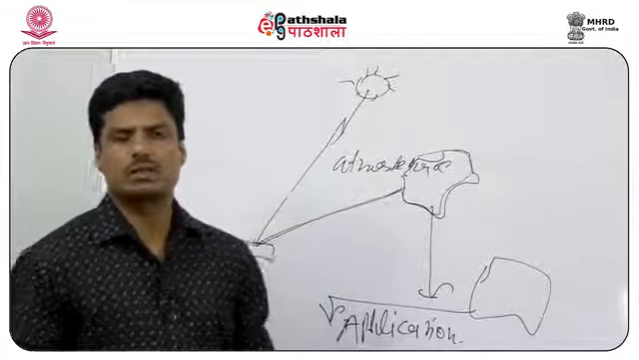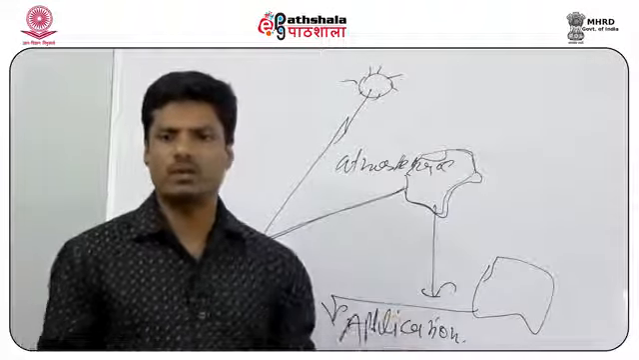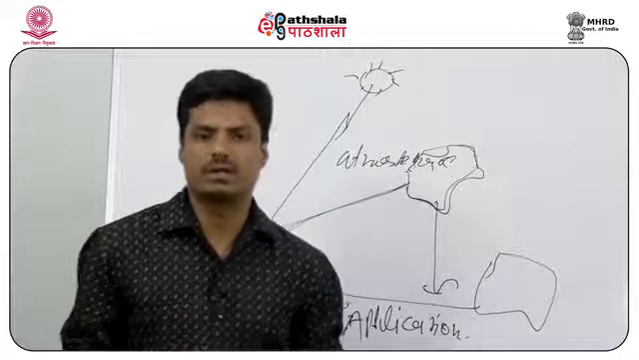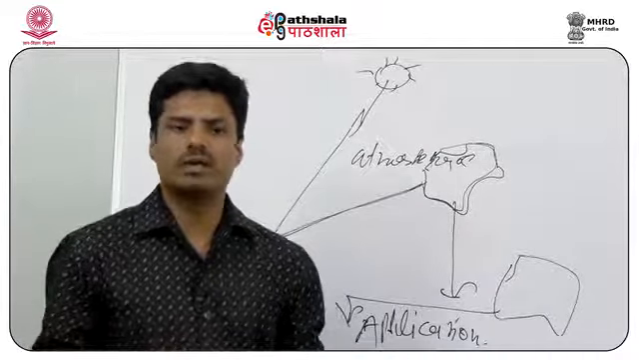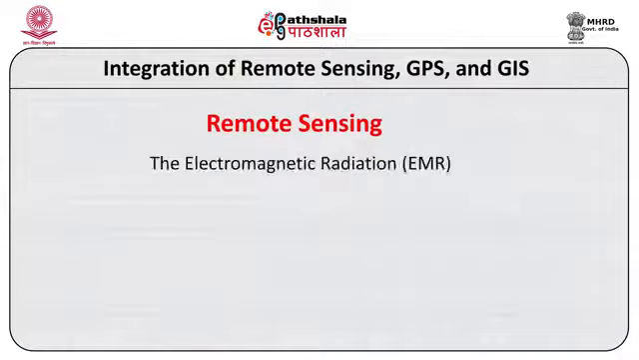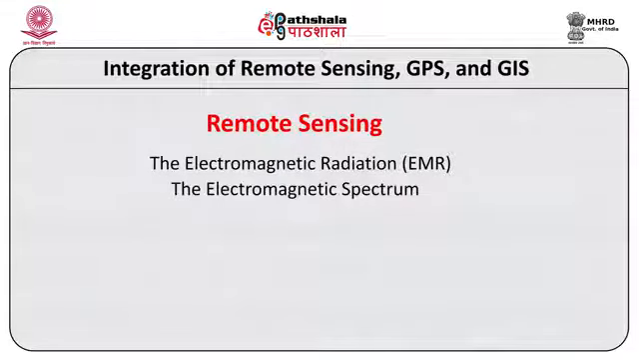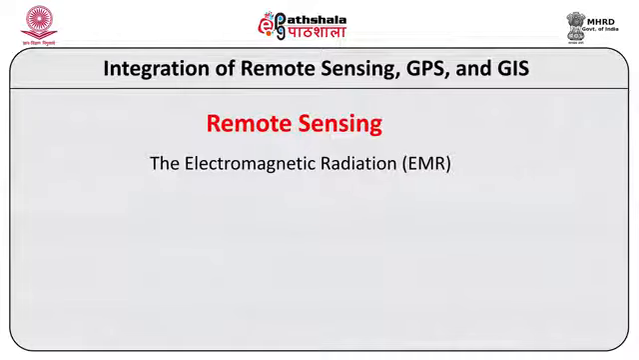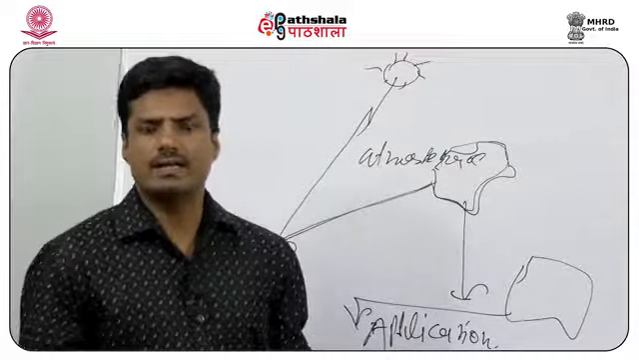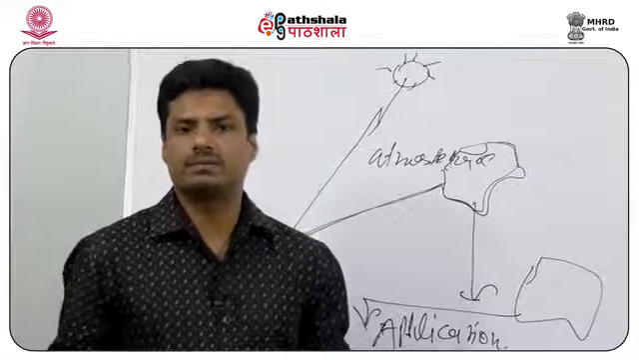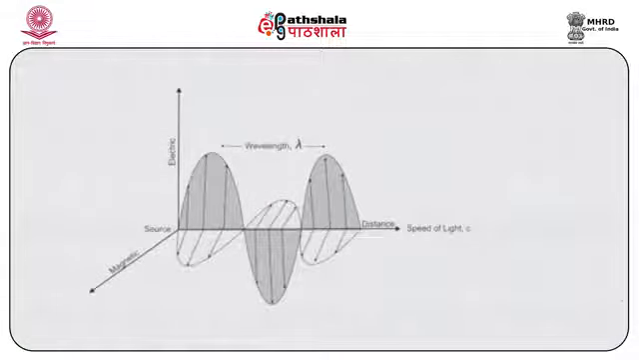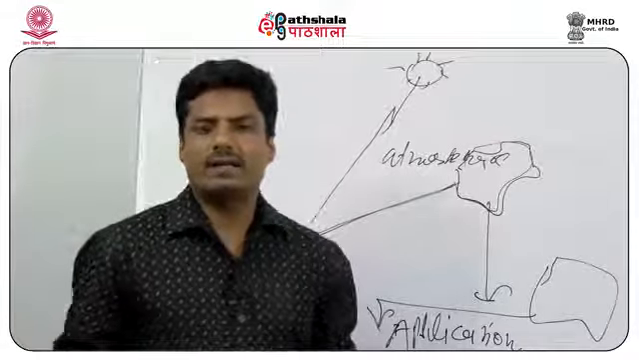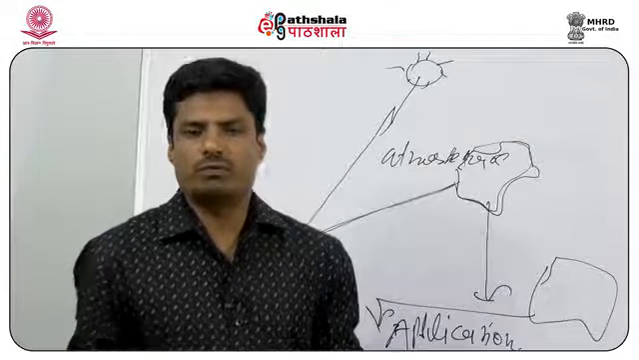So dear students, through this graph I explained how remote sensing works. But to get a better understanding of remote sensing, two important things we need to understand are electromagnetic radiation and the electromagnetic spectrum. First of all, I would like to tell you what electromagnetic radiation is. Electromagnetic radiation is the radiation which we get from the sun. It travels with the speed of light in the form of waves. EMR basically travels in the form of waves.